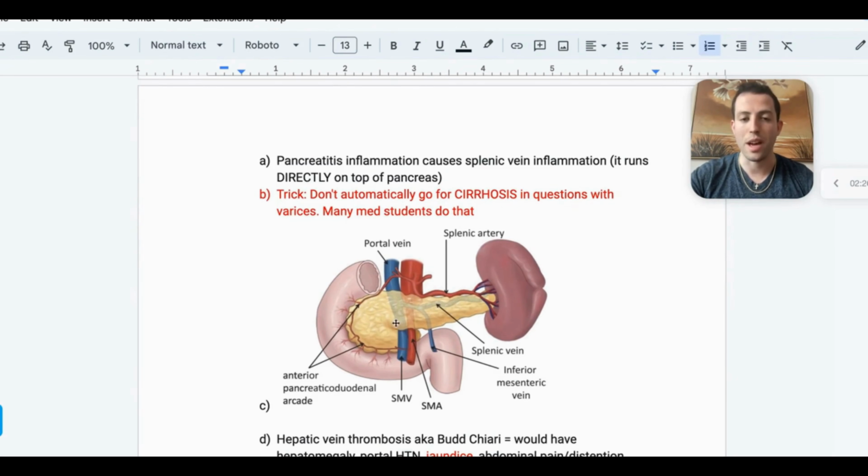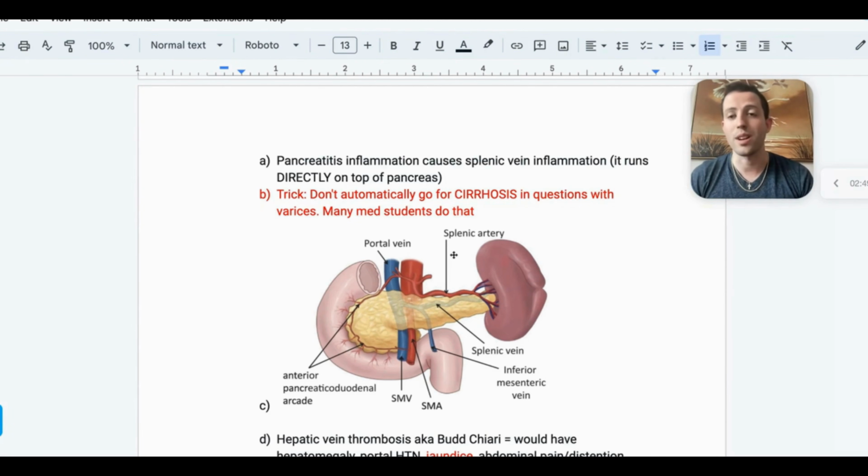I have a picture here of your pancreas. You can see where the splenic vein is at. It's right at the top and behind the pancreas itself. And so severe necrotizing pancreatitis can cause cytokine release and inflammation into that splenic vein. And so this can cause thrombosis from all the inflammation, and you can eventually get bleeding because of a backup of the blood, increased pressure, and you can have variceal bleeding.